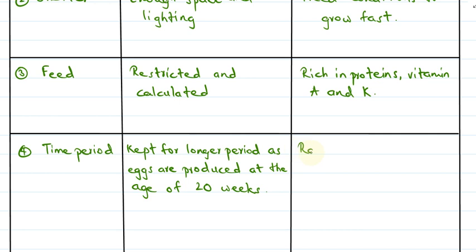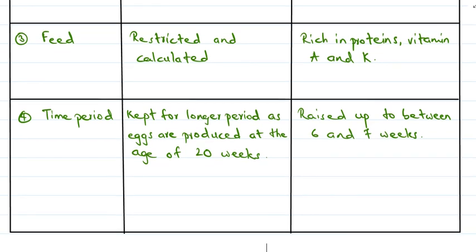Whereas what is the time period of broiler? So they are raised up to between 6 and 7 weeks. Okay. So these are some of the key differences between layer and broiler.